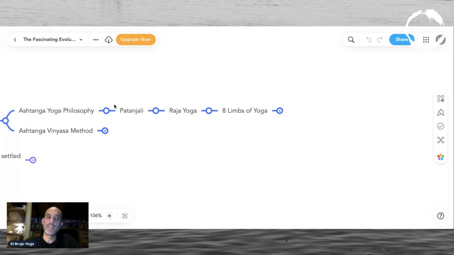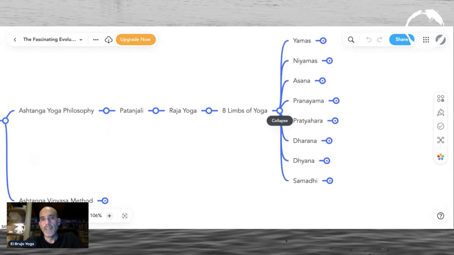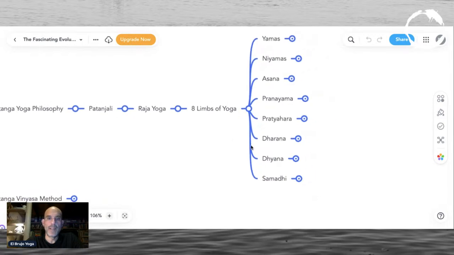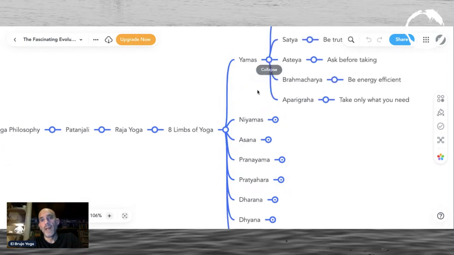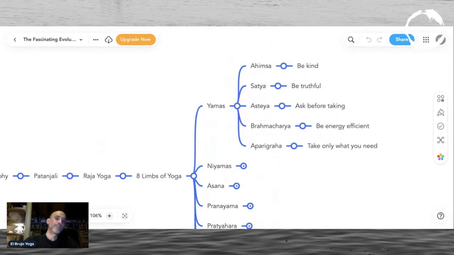And of course, the Ashtanga Vinyasa method as well implies that you are practicing these eight limbs. And so the eight limbs, they are here. They are yamas, niyamas, asana, pranayama, pratyahara, dharana, dhyana, and samadhi. So yamas would be the ethics that you have with the rest of the people. So it would be more like normal kind of rules that you follow.